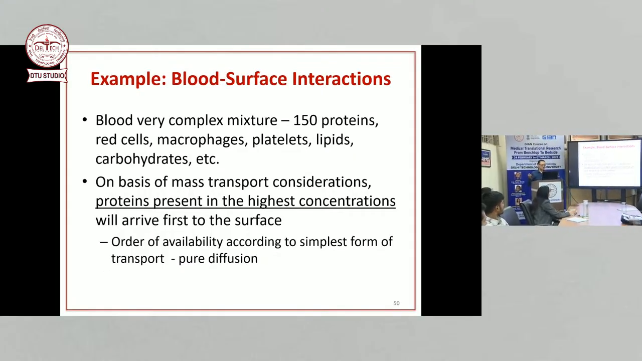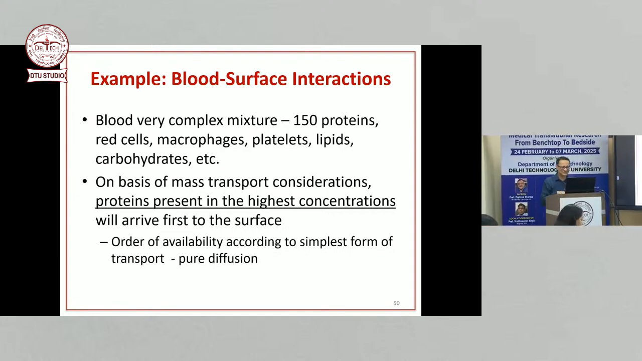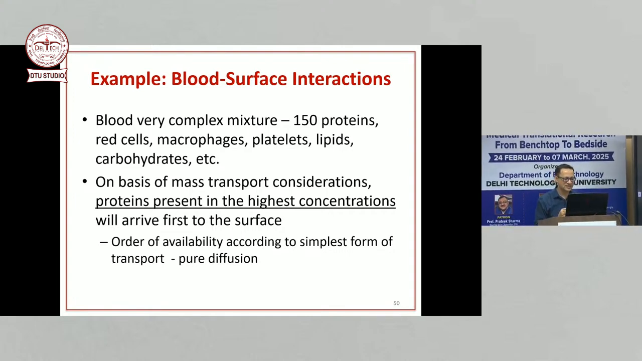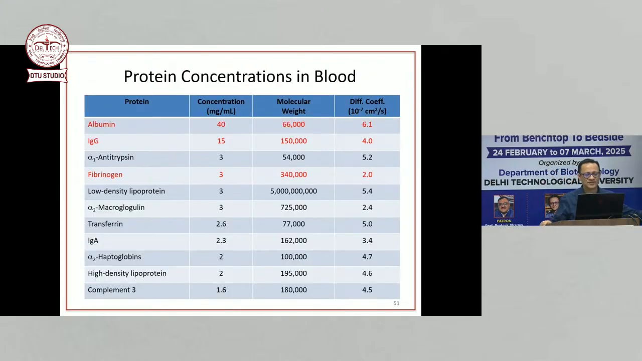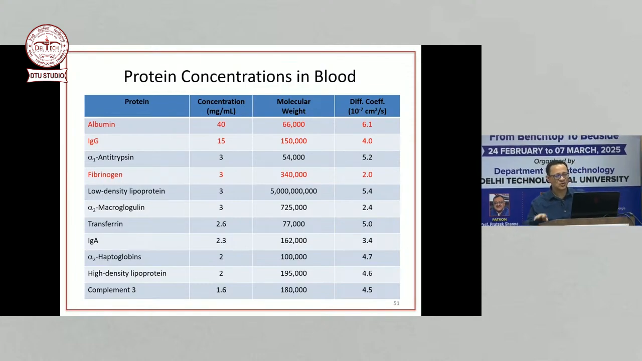Blood is a very complex mixture of so many different proteins, red blood cells, platelets, lipids, carbohydrates. We also talked about proteins rushing to the surface. Albumin comes first, fibrinogen comes, replaces albumin. That's called the Vroman effect. All that is happening. Here is a little bit showing different amounts of different proteins and their diffusion coefficient. What is rushing fast, what's coming slow.